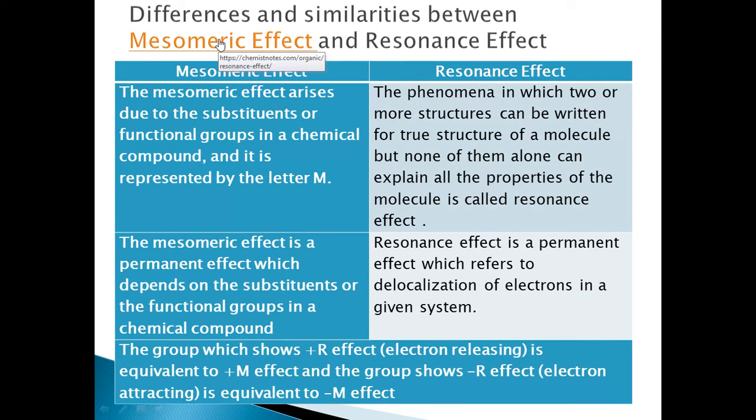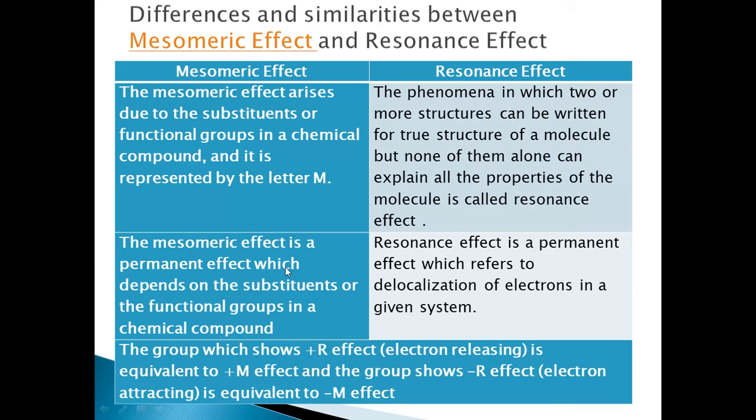Differences and similarities between mesmeric and resonance effects. Whereas mesmeric effect arises due to substituents or functional group in a chemical compound, resonance effect is as a result of the localization with which two or more structures can be written for the true structure of a molecule, but none of them alone can explain all the properties of the molecule.